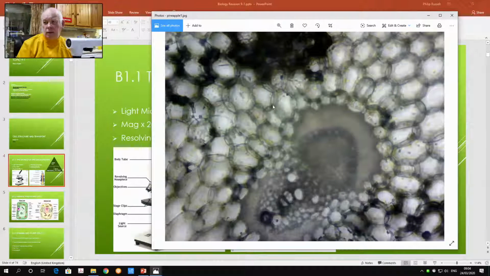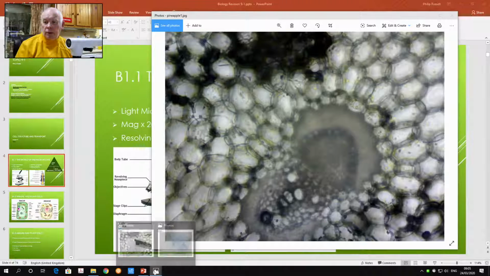This is a slide I made of a pineapple, and we can see the different types of cells in here. This isn't on particularly high power, but we can see the xylem cells and the phloem cells in this vascular bundle in a leaf of a piece of pineapple.